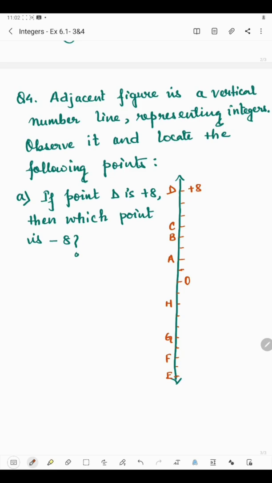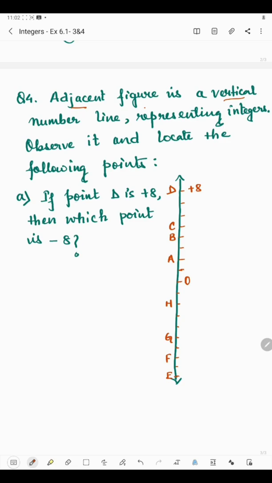Now question number 4 says the adjacent figure is a vertical number line. Adjacent means the figure which is beside. Vertical means a standing line, representing integers. So here we have some integers. We will have to observe it and then locate the following points.